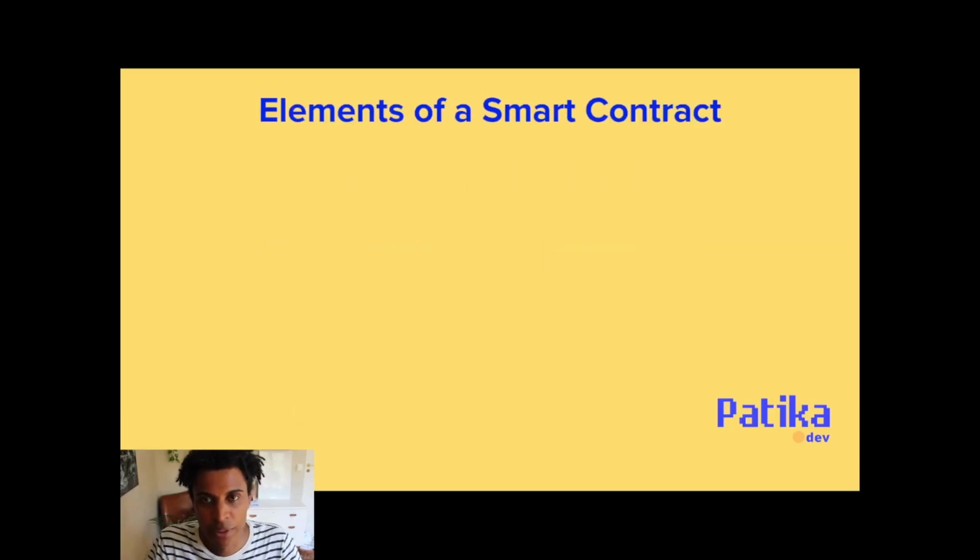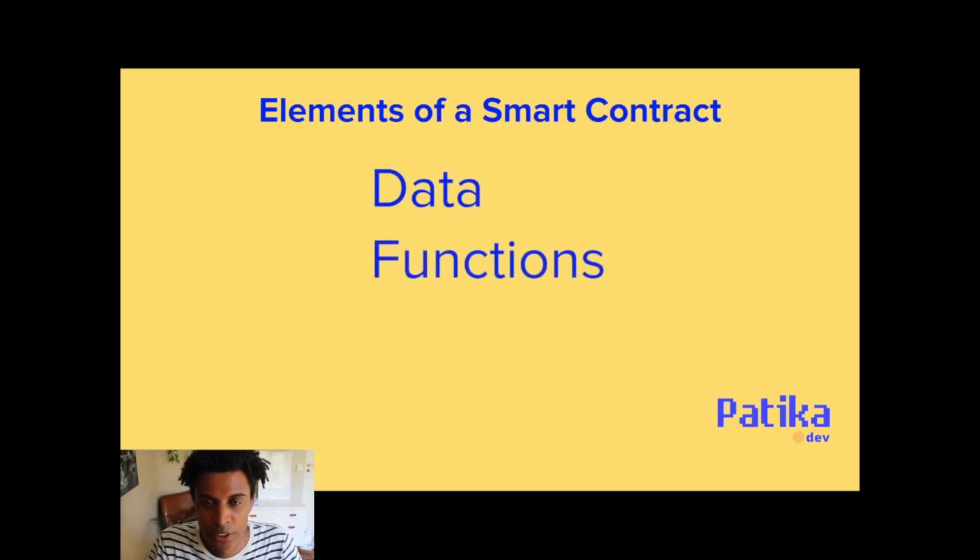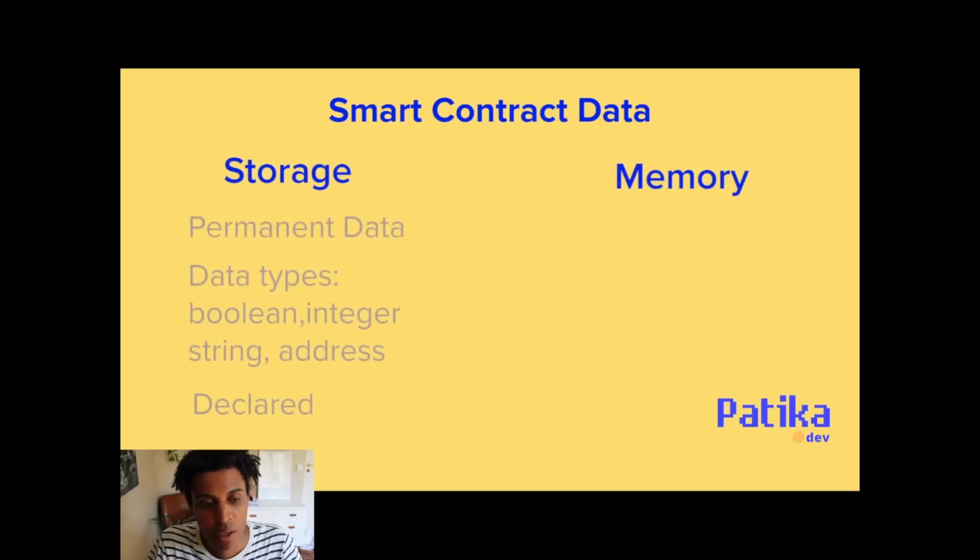So let's look at the elements of a smart contract. So there's data, there's functions in the smart contract, and there's events. So on the data side, there's two types of data. One is storage and the other is memory.